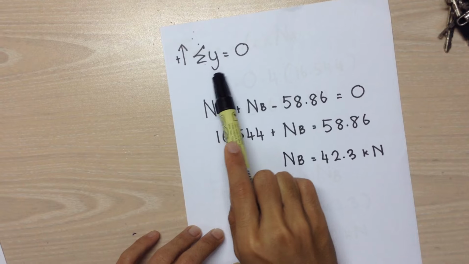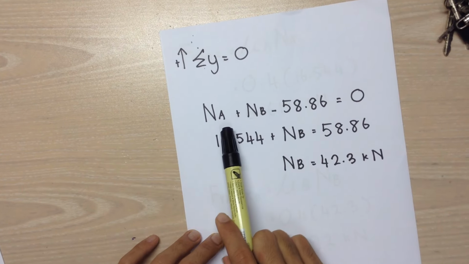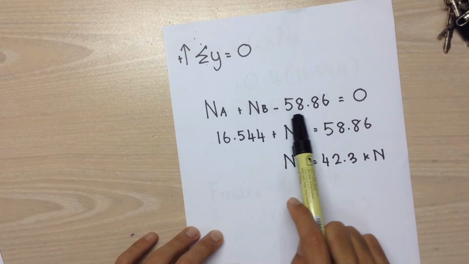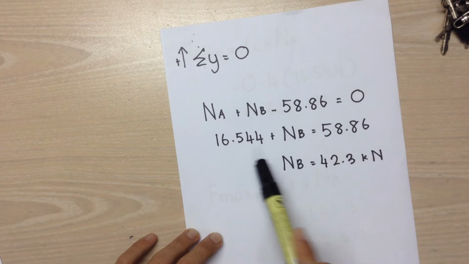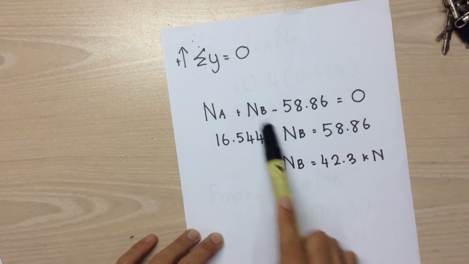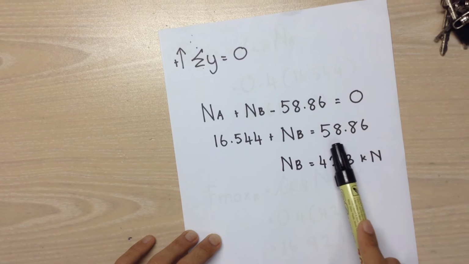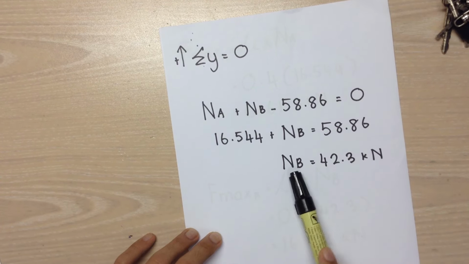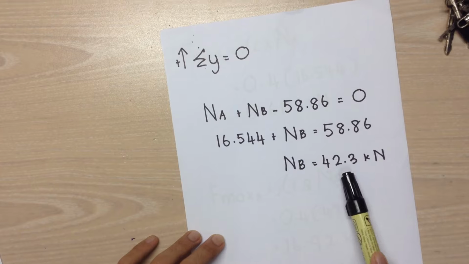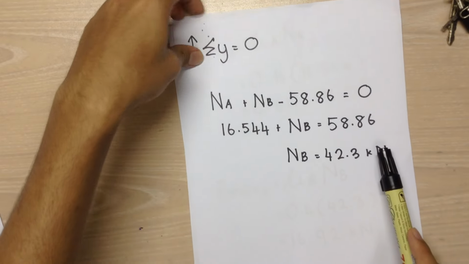So the y-axis equals 0. Then NA plus NB minus 58.86 equals 0. We got that NA is equal to 16.544, so plus NB equals 58.86. And the NB we got is 42.3 kilonewton.